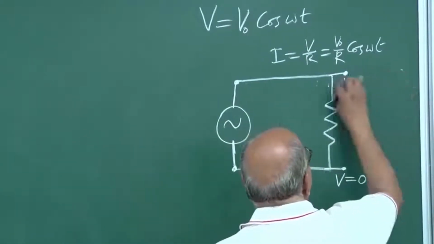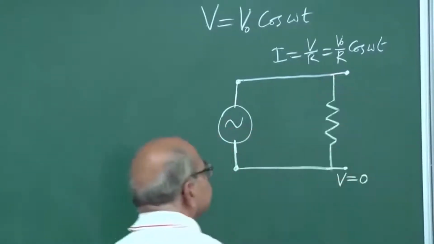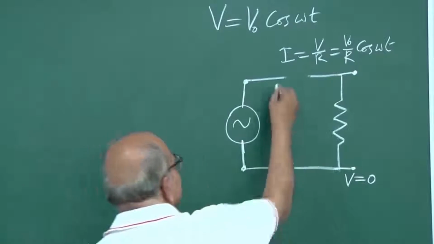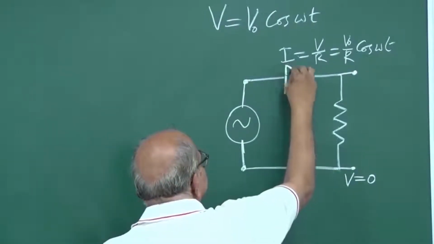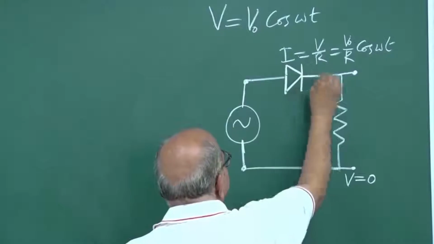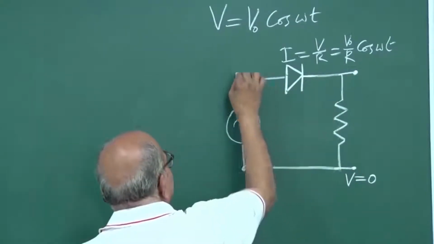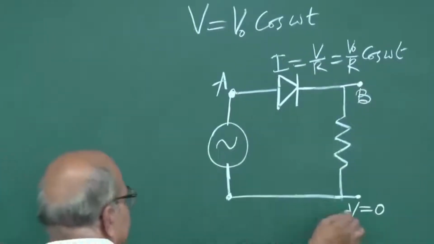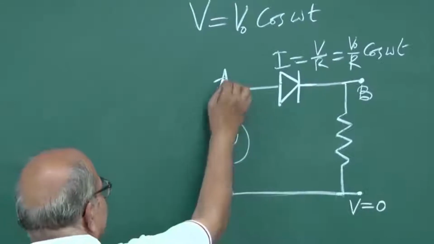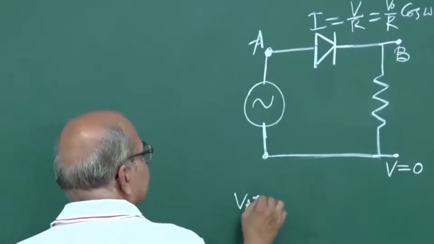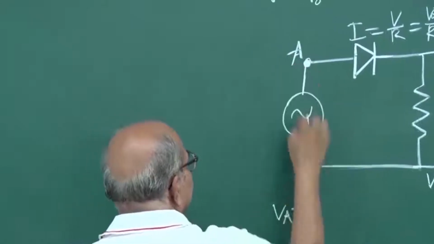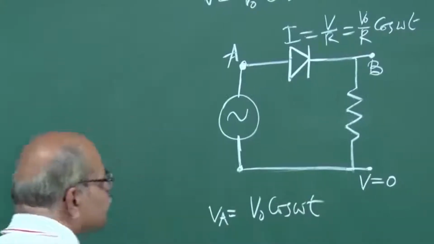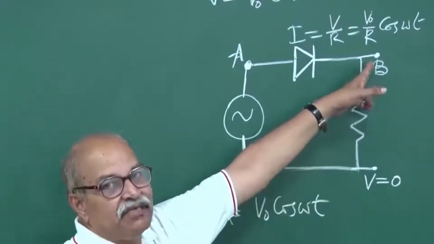Let me put a diode in between, just a PN junction here, and let me call this point A and this point B. This is 0, this is all 0. So what is VA, the potential at A? That will be just the potential difference of the source. So let this be V naught cos omega t, and the question is, what is VB?